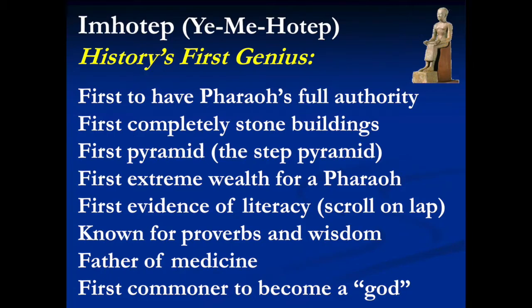Under Imhotep, extreme wealth came to the pharaohs. First evidence of literacy, known for proverbs and wisdom, was considered the father of medicine, and the first commoner to be a god. Next slide.